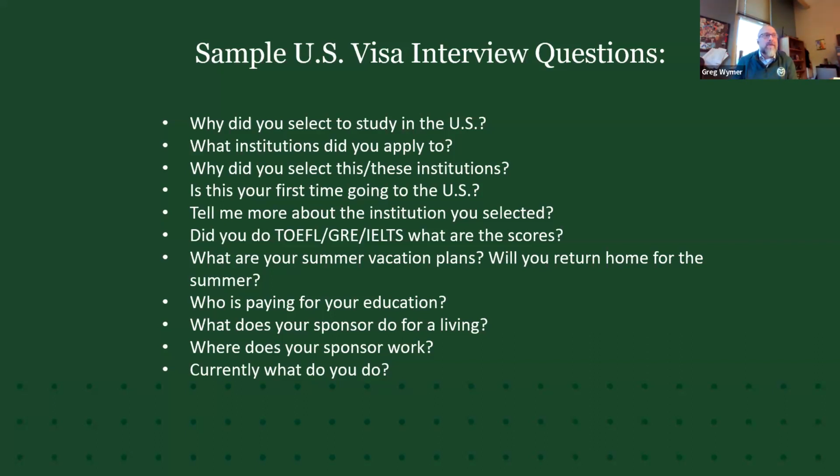That's completely fine. They might ask who's paying for your education, what does your sponsor do for a living, where does your sponsor work? They might ask currently, what do you do? Maybe you're an older student that's now coming back for a master's program. And so what have you been doing as employment for the last couple of years? They might ask that.